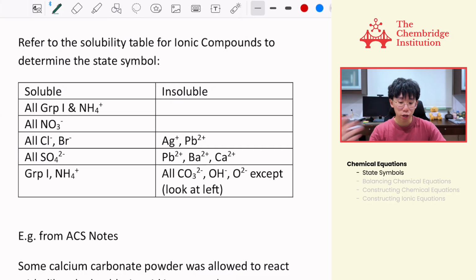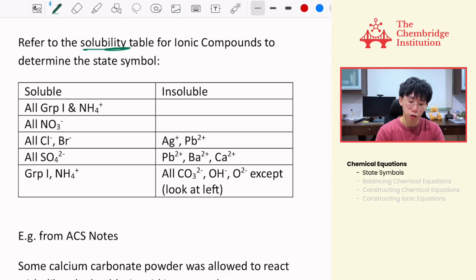Now, generally for ionic compounds, you want to refer to the solubility table to determine the state symbol, that is, whether it's a solid or aqueous, meaning dissolved in water. For our solubility table, there are rules that we have to follow, and they go in order. You should use this solubility table and memorize it so that you can easily reference it in your head when determining the state symbol for your ionic compounds.